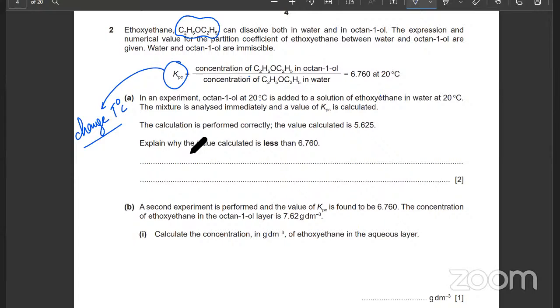So the problem is, why is the value less than 6.760? It's less than 6.760 because the mixture is analyzed immediately. That means the equilibrium has not been reached.